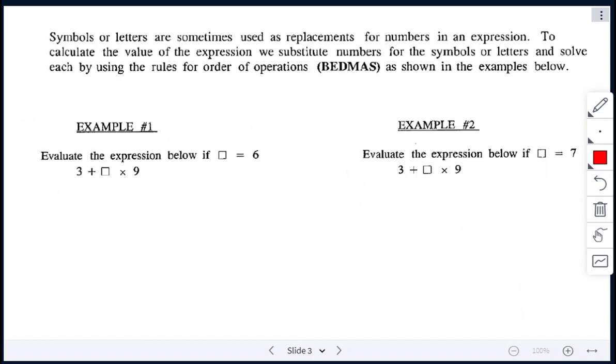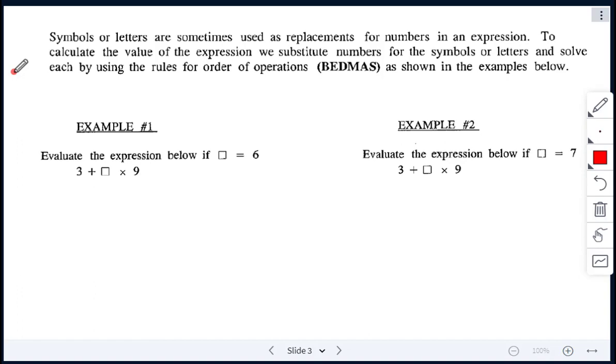So our next step, when we're working with BEDMAS and order of operations, our next step is substitution. So what happens in substitution is you will see symbols. Symbols like these here, we have a square, that would be a symbol. But eventually we will be dropping the symbols and just looking at letters. So what happens is these symbols or letters, they are used as replacements for numbers in an expression.